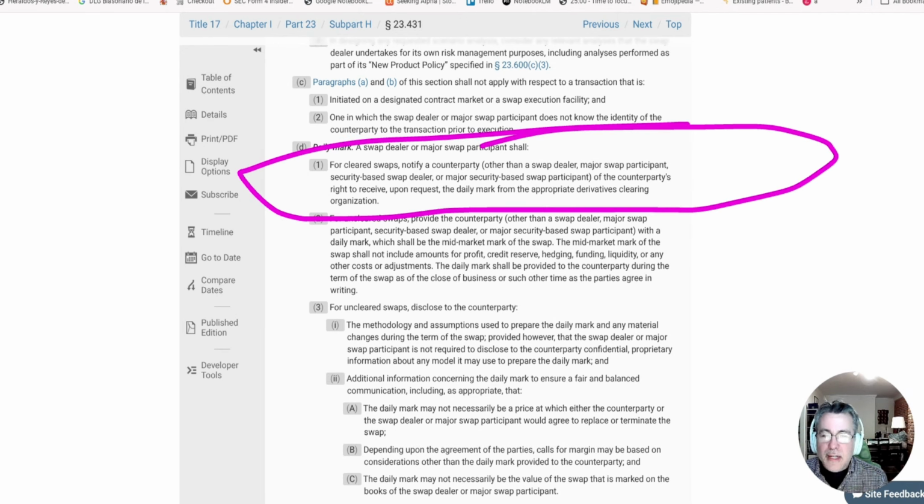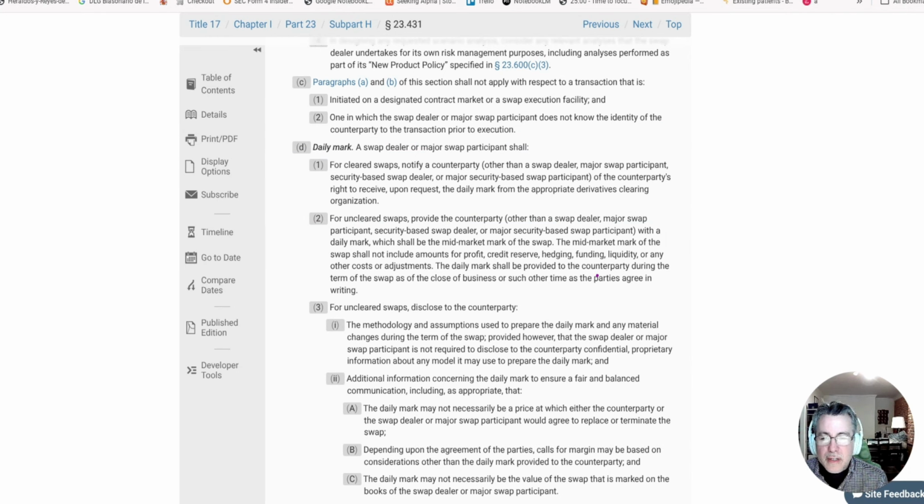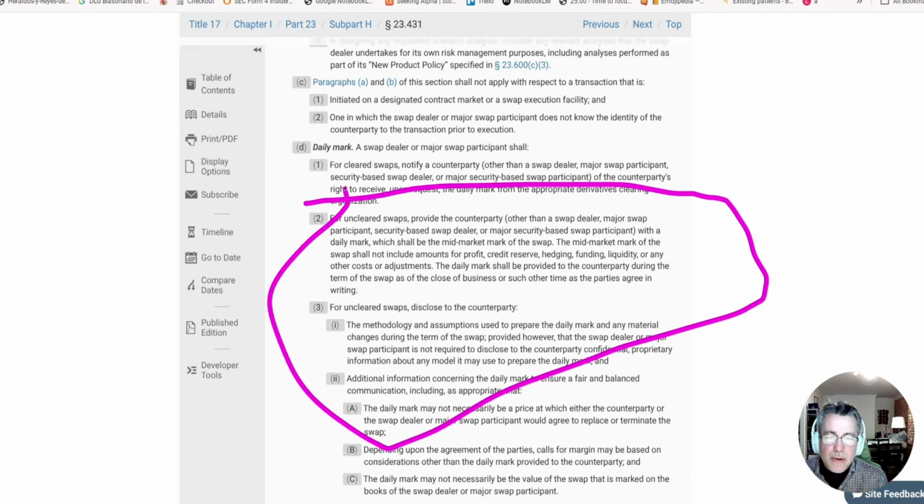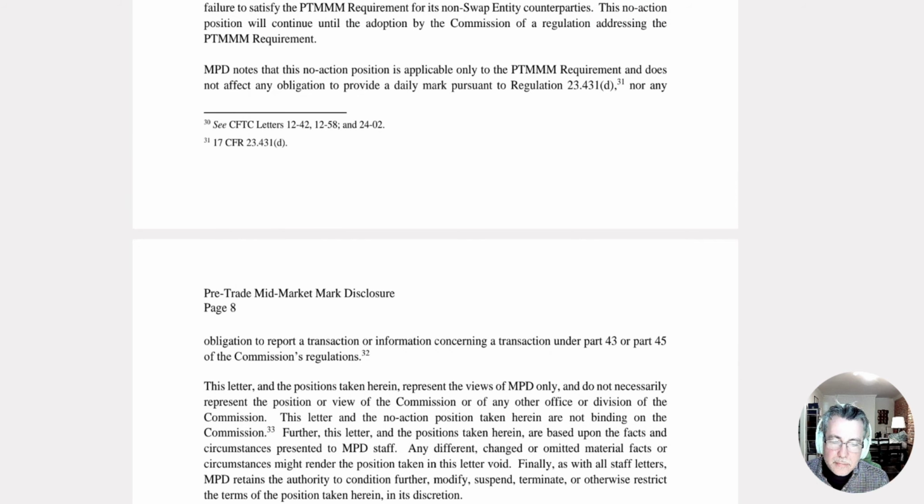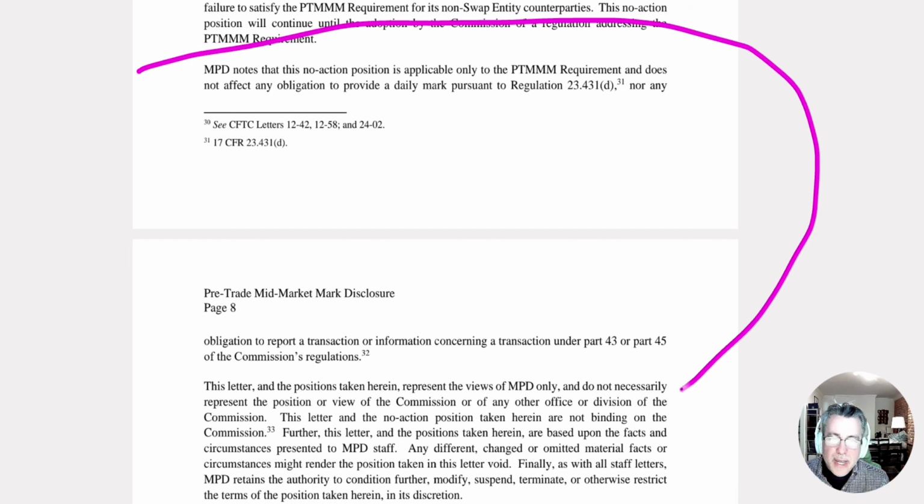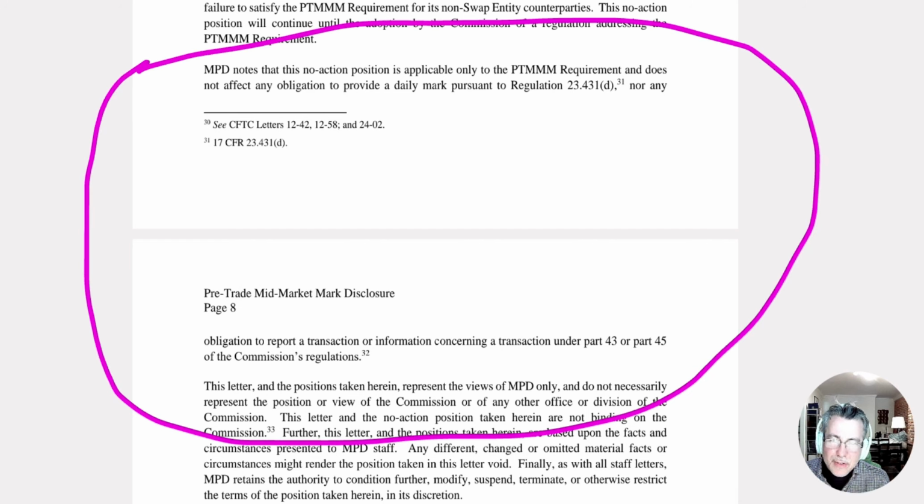So with regard to the daily mark for cleared swaps, you can give them the mark that's arrived at by the derivatives clearing organization. And for uncleared swaps, you can give them the number that you use based on your model, but more likely the number that's based on the model used by a third-party provider that you contract. So again, this alters what you have to provide prior to executing the swap. It doesn't affect what you have to do after a swap, which is provide the daily mark.